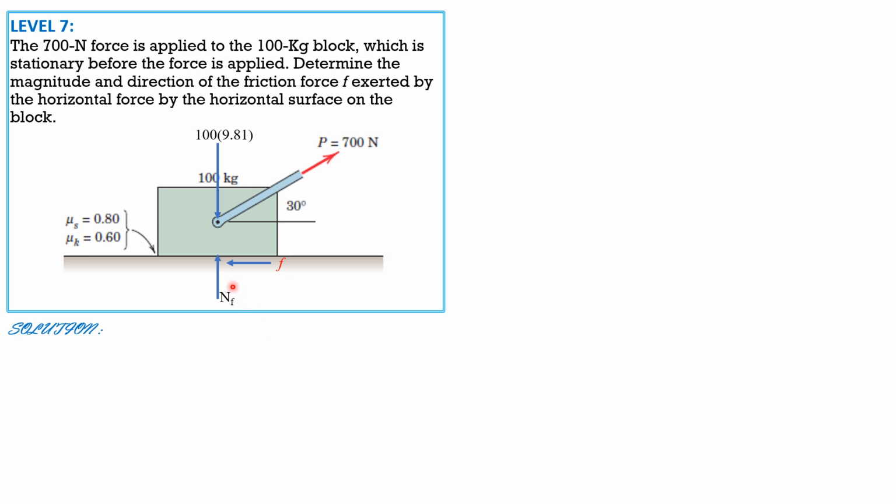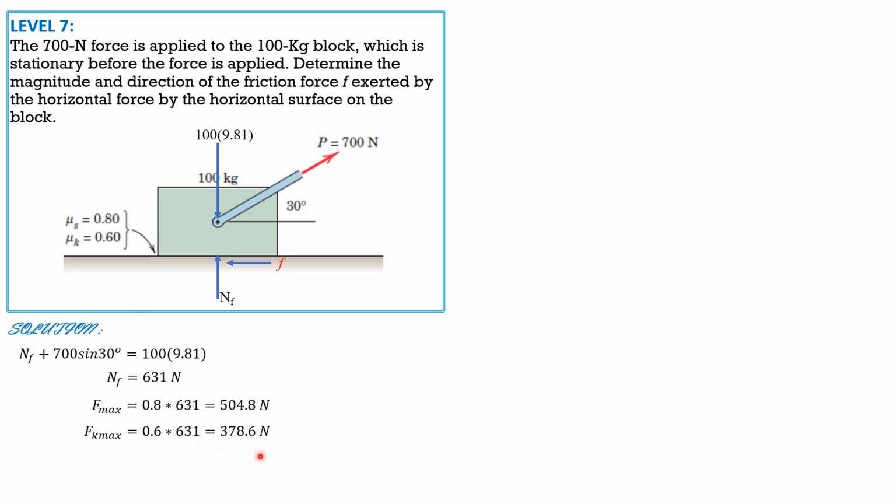Summation forces normal equals 0, so normal force sub F plus 700 sine of 30 degrees equals 100 times 9.81. So solving for the normal force on the floor is equal to 631 newtons. Then summation forces horizontal equals 0. So by the way, the maximum frictional resistance is 0.8 of normal force. 0.8 of 631 is 504.8 newtons. Then Fk max is 0.6 of 631, so it is 378.6 newtons.